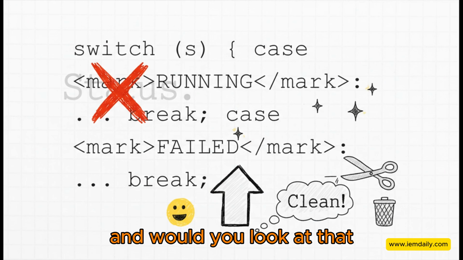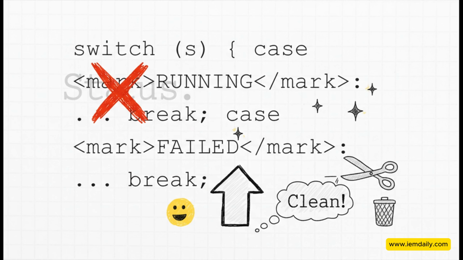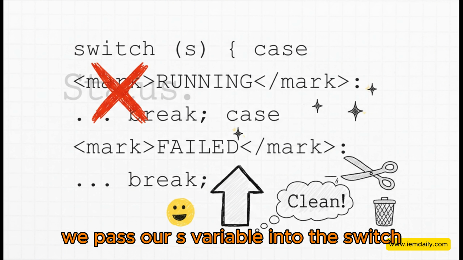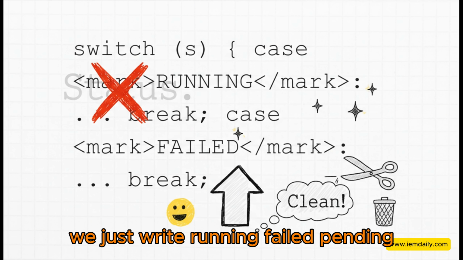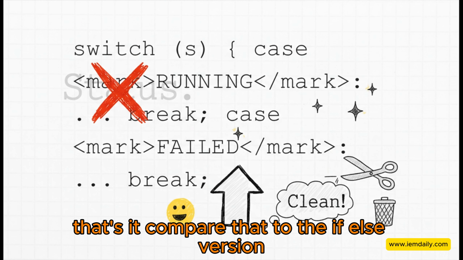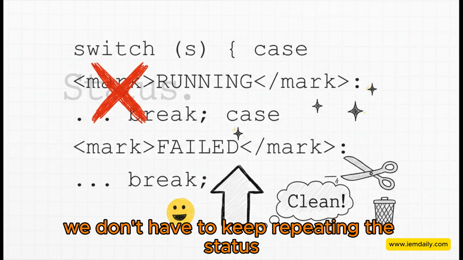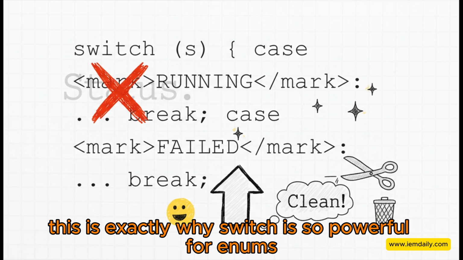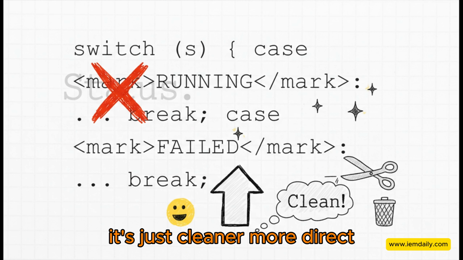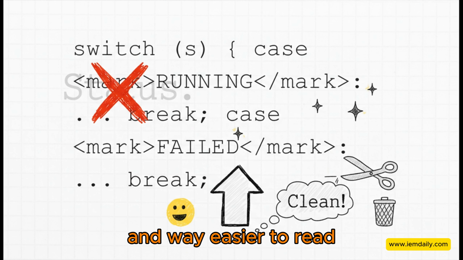And would you look at that? This is the result. We pass our s variable into the switch. Now look at the case labels. We just write running, failed, pending. That's it. Compare that to the if-else version. We don't have to keep repeating the Status type name over and over. This is exactly why switch is so powerful for enums. It's just cleaner, more direct, and way easier to read.